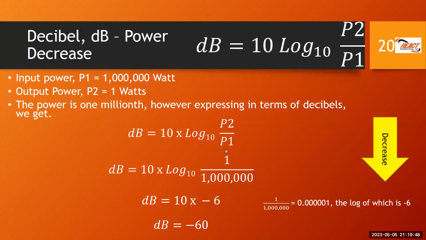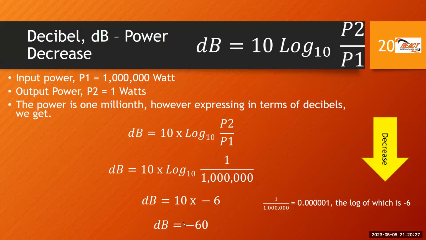So we end up with P2 is 1, P1 is a million, so we end up with 1 over a million. Now 1 over a million is 0.000001. If we were to type this number into our calculator or divide 1 by a million, we'll get this number. And when we press the log button, you should get -6, or negative 6. So we put that into our formula because the log of 1 over 1 million is -6. So we say dB is equal to 10 multiplied by -6. Again, forgive me for not putting brackets around the -6.